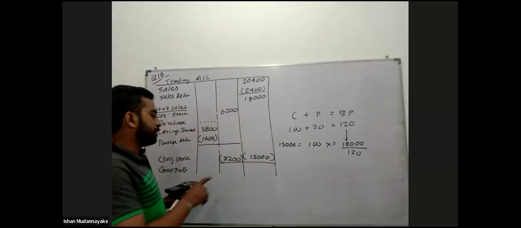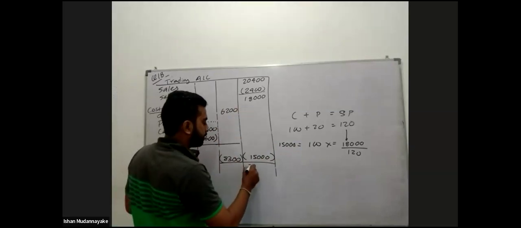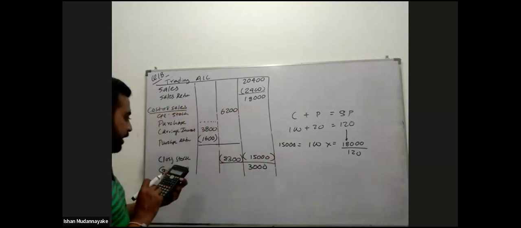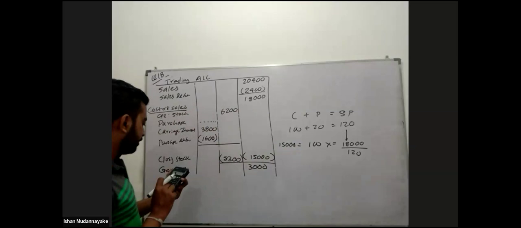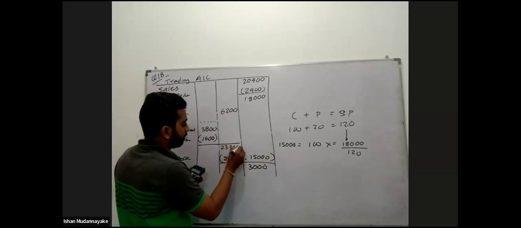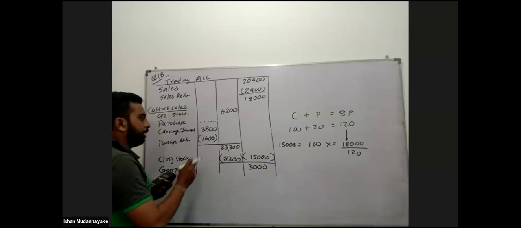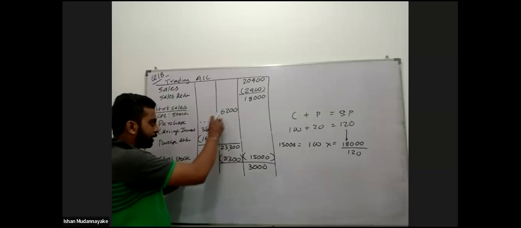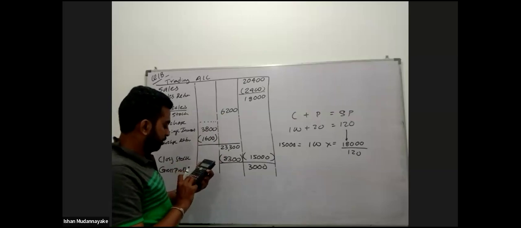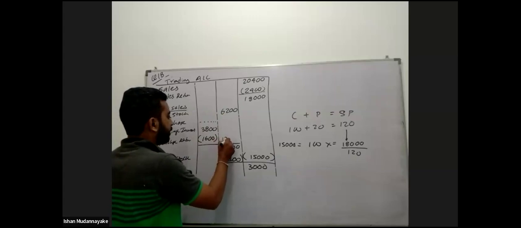Okay. If cost of sales 15,000, gross profit how much? 3,000. Again, backward calculation. 15,000 plus 8,300, 23,300. And then 23,300 minus opening stock, you can calculate net purchases. 17,100.